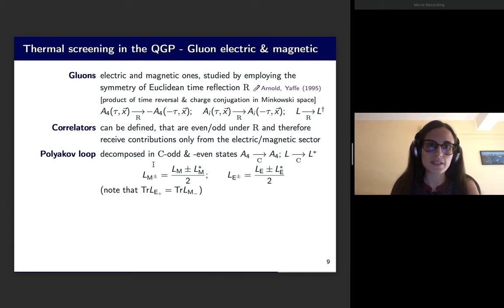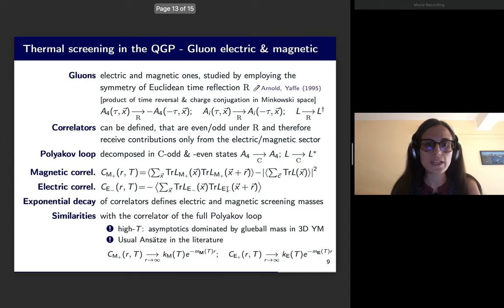And one can then consider the two different projections of the Polyakov loop. With that in mind, one finally obtains magnetic correlators and electric correlators, and these are the two formulae given on the slide. And from the exponential decay of these correlators, one defines the electric and magnetic screening masses.